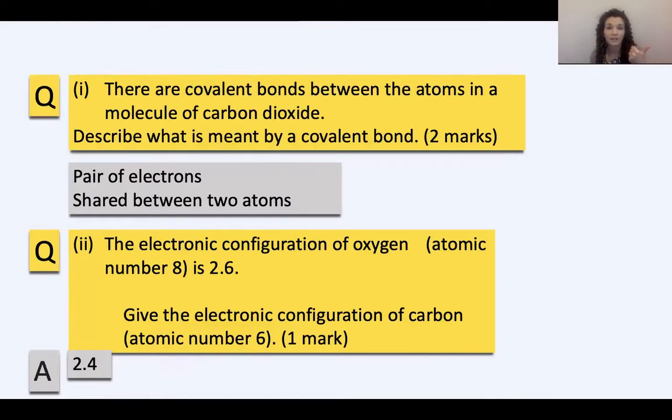So 1 point is a pair of electrons. Each one of them kind of donates one, don't they? A pair of electrons shared between 2 atoms.